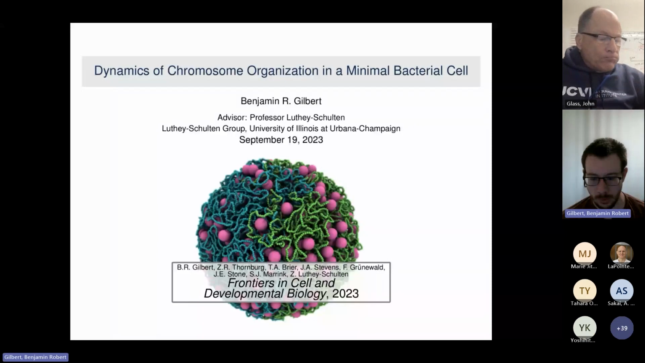My name is Ben Gilbert. I'm a student with Zan Luthey-Schulten at the University of Illinois, and today I'm going to be talking about the dynamics of chromosome organization in minimal bacterial cells. We recently published this paper, so if you're interested, you can learn more at the below paper.